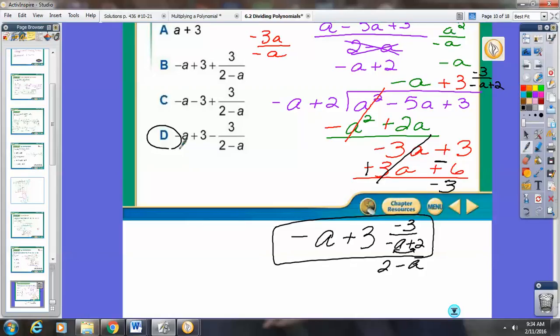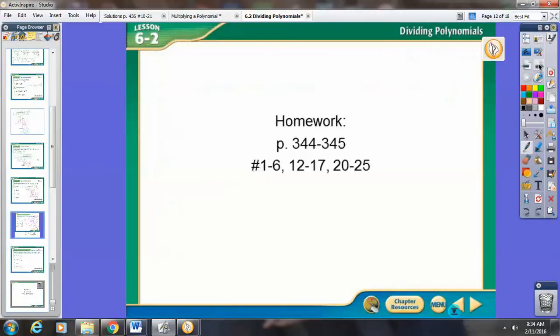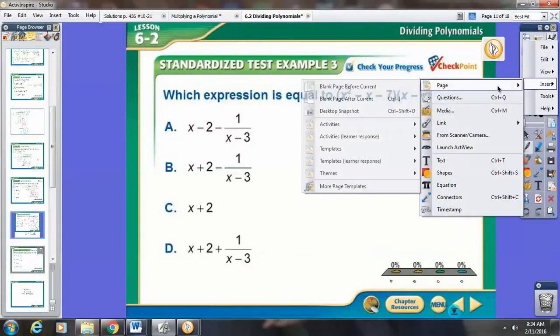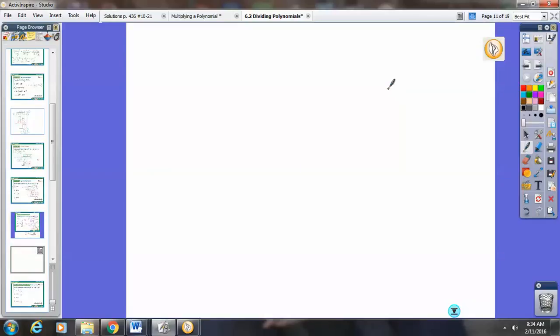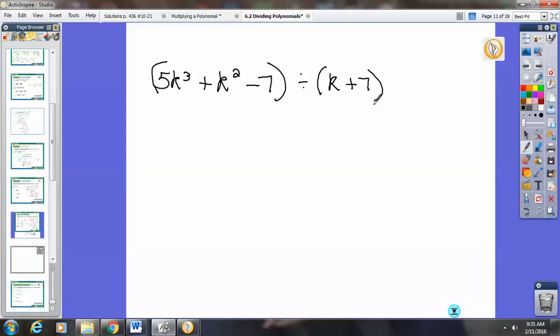Okay, we need to do one where we're missing a term. Sometimes that'll happen. Okay, how about this one? In this problem we're missing a term. Does anybody see or know what I mean when I say missing a term? Yeah, we're missing that regular k to the first power. We have k cubed, we have k squared, but we're missing that k to the first power in there. You have to have every term in there. If you're missing a term, we've got to add it in.